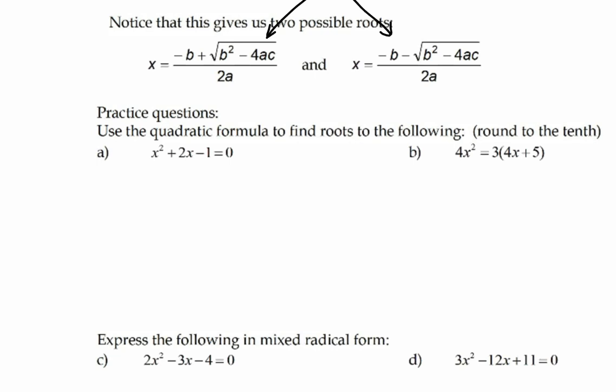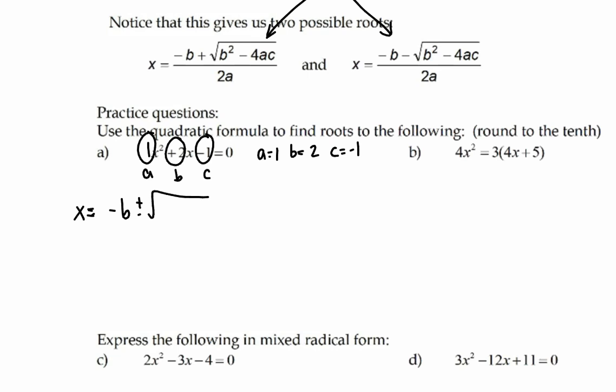Okay? So we have to make sure it's in the form ax squared plus bx plus c. Is the first one in that form? Yes. Okay. What's our a value? 1. What's our b? 2. And our c? Negative 1. A, B, C. Okay. Negative b plus or minus the square root of b squared minus 4ac all over 2a.